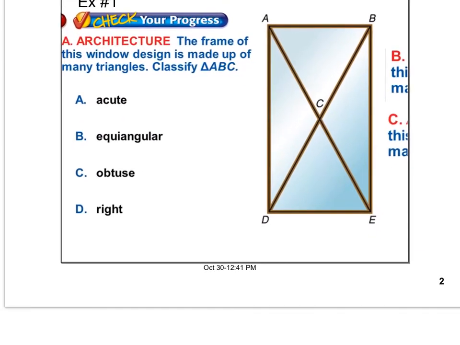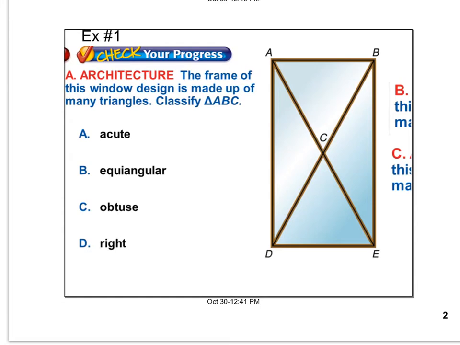Now here's example 1. Example 1, part A, is about architecture, trying to relate this to the real world. When I'm looking at this, the frame of this window design is made up of many triangles. Classify triangle ABC. I'm going to highlight ABC so you know which one I'm talking about. I'm talking about this one right here. So let's look at our choices. Our choices are acute, equiangular, obtuse, or right.